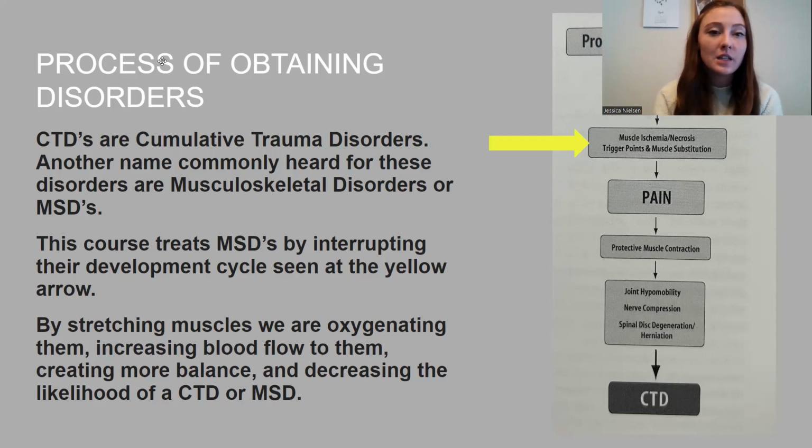So I've decided that with this course, in order to address cumulative trauma disorders and musculoskeletal disorders, we're going to attack it right where that yellow arrow is, at the muscle ischemia and necrosis. I figured that by stretching the muscles through yoga and through stretches, we are going to be oxygenating them by increasing the blood flow. And this should create more balance and decrease the likelihood of obtaining these disorders.